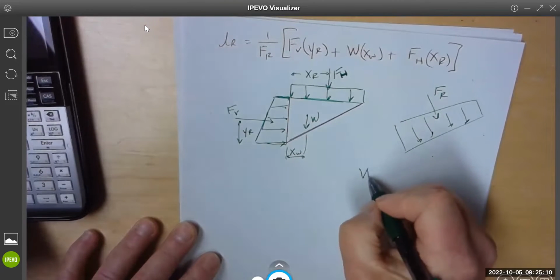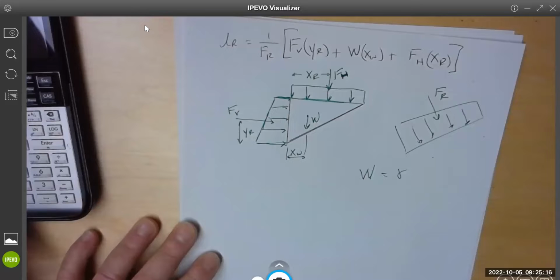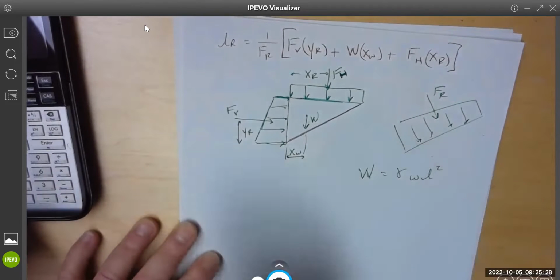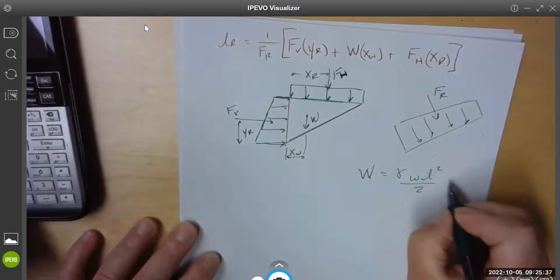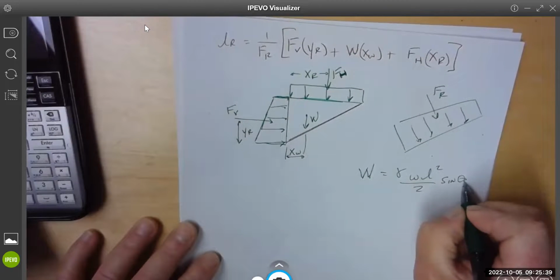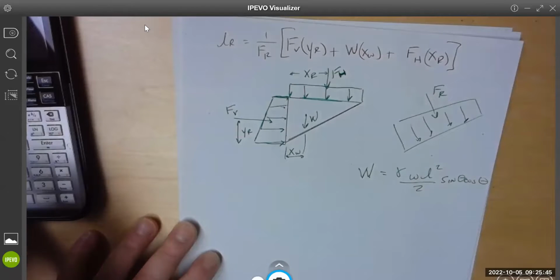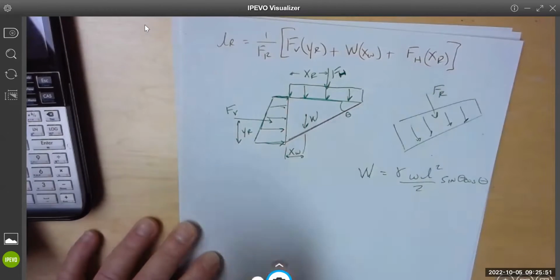I need the W equation, which is specific weight times W L squared, sine over 2, sine theta cosine theta. And theta is defined as this upper angle. Yeah, this angle, theta.